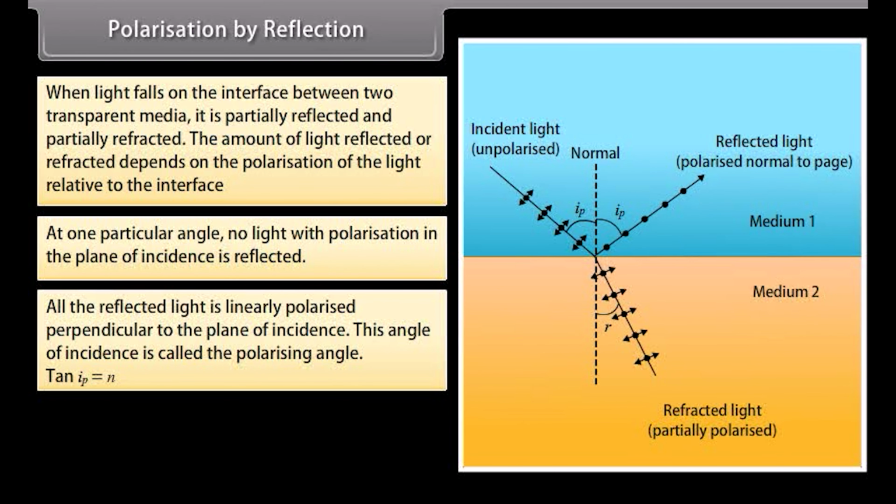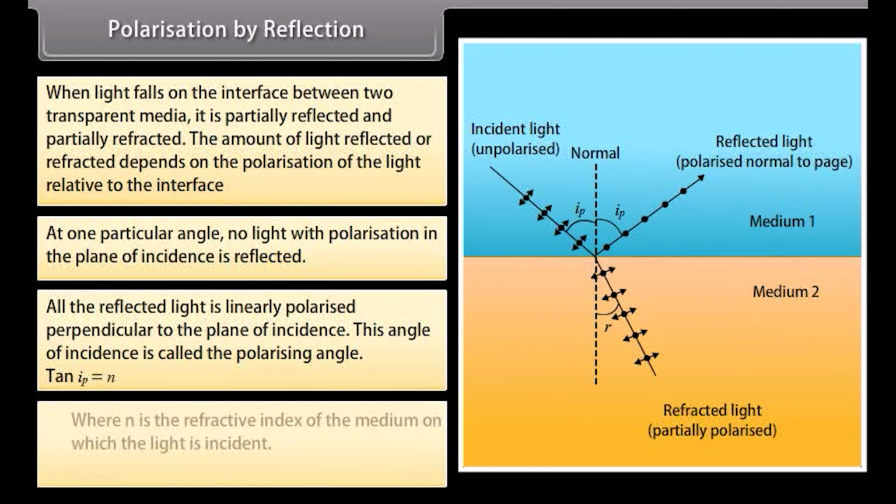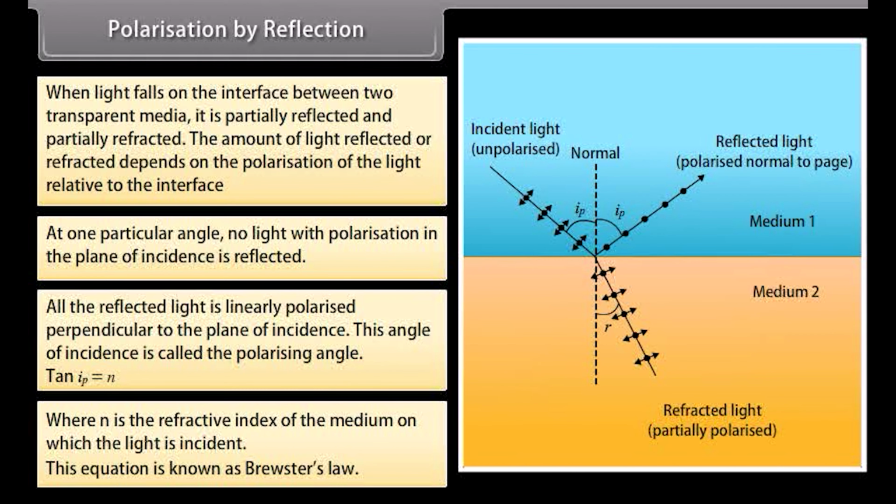Tan i_p is equal to n, where n is the refractive index of the medium on which the light is incident. This equation is known as Brewster's law.